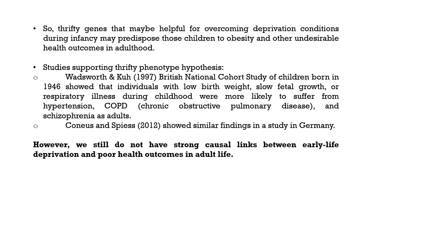For example, Wadsworth and Koo 1997, Corneas and Spies 2012 in the context of Germany, and I have provided details of these references at the end of the lecture. So, those who are interested may want to look into these papers as well. I will just slightly elaborate on the Wadsworth and Koo paper, which is based on the British National Cohort Study of children born in 1946, which showed that individuals with low birth weight, slow fetal growth or respiratory illnesses during childhood were more likely to suffer from lifestyle diseases such as hypertension or COPD, which is called chronic obstructive pulmonary disease, and schizophrenia as adults.